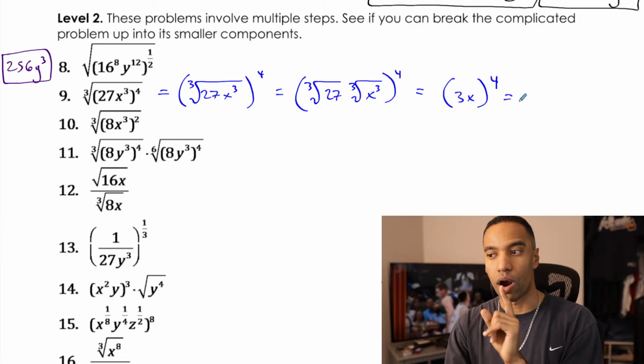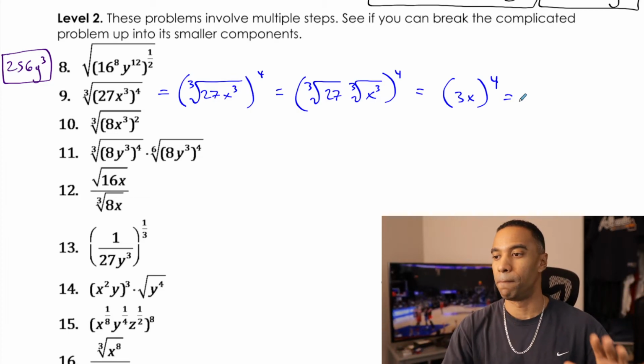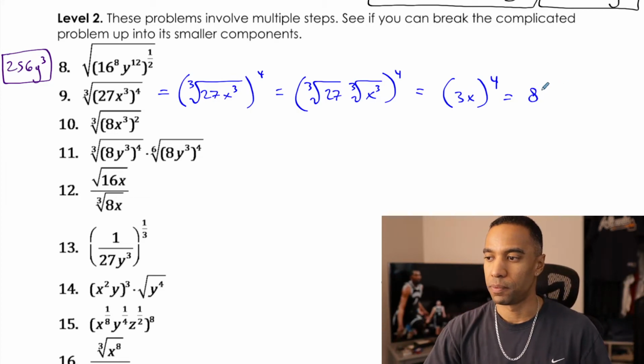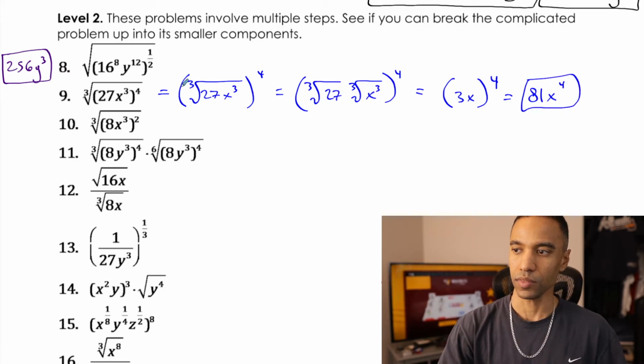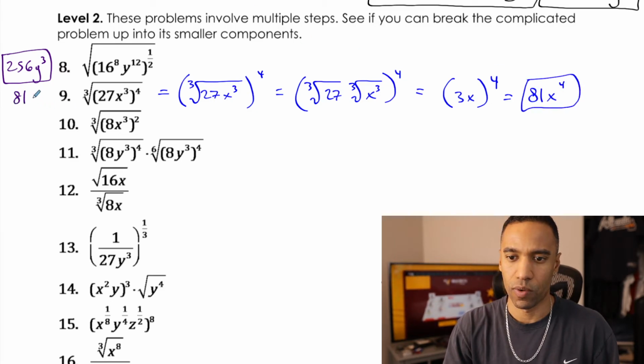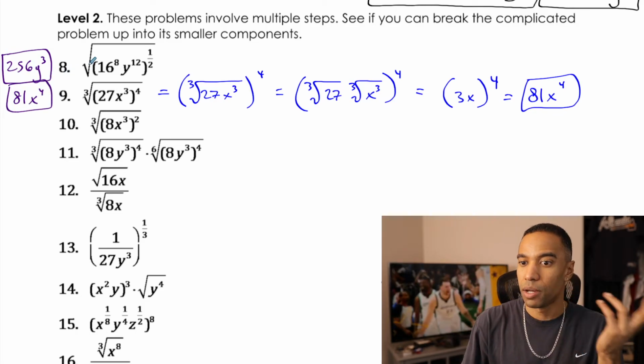So remember, you are raising the 3 to the 4th power as well. I don't think I need to write that in between step there. But 3 to the 4th power is 81. And of course, x to the 4th is exactly that, x to the 4th. So there's an answer there. We get 81 x to the 4th. Number 10 is very similar.